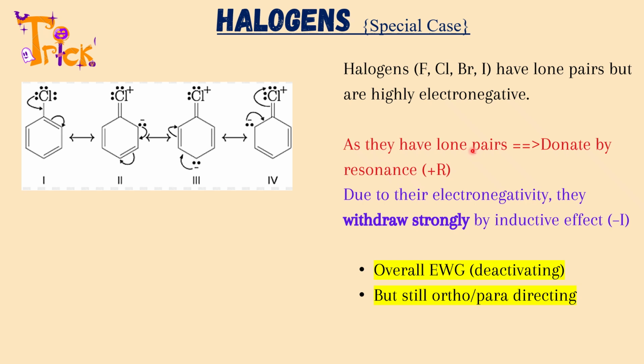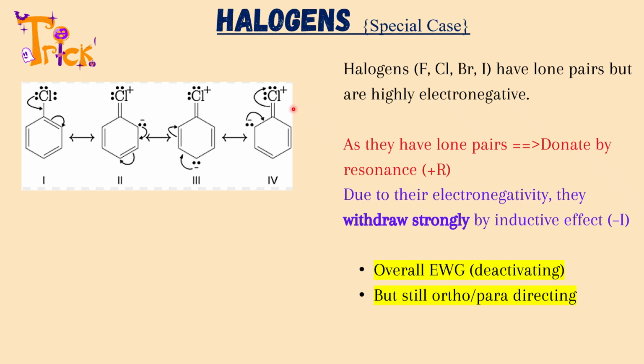Now, next, we have halogens. This is a special case that we should understand, because in this case there are two factors that we should consider. First, halogens have lone pairs of electrons. Second, they are highly electronegative atoms in the periodic table. So due to their lone pairs of electrons, they can easily donate those electrons for resonance. Secondly, since they are highly electronegative, they can pull the electron density from the benzene ring through the minus I effect.